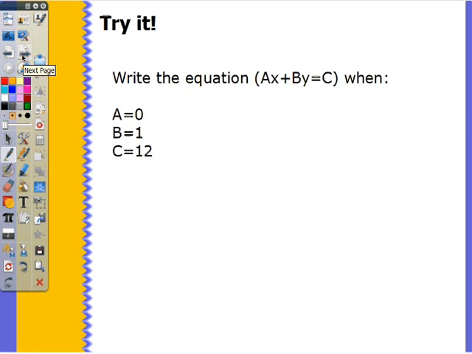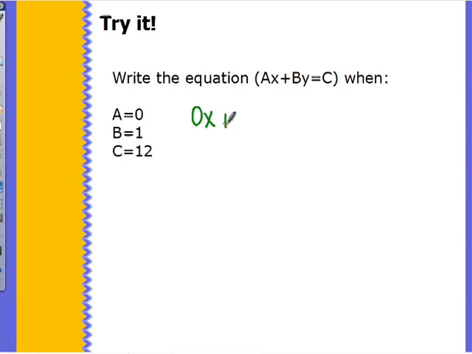Write the equation when a equals 0, b equals 1, and c equals 12. So we know we have 0x plus 1y equals 12. And then put it so that it looks like real algebra. So when we have 0x's, we don't write that in. And usually when we have 1y, we don't write the 1 in front. So really this equation would just be y equals 12, which remember is a horizontal line.